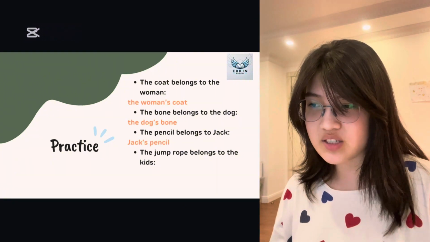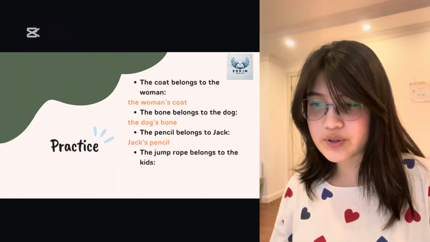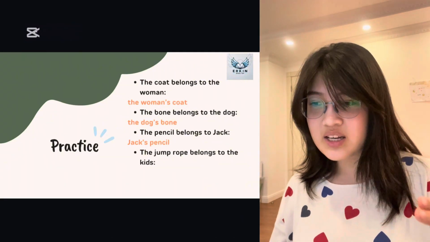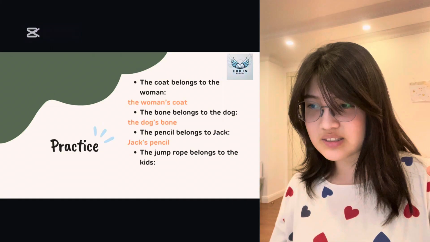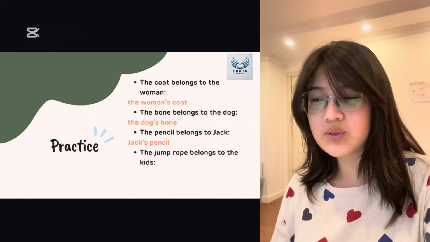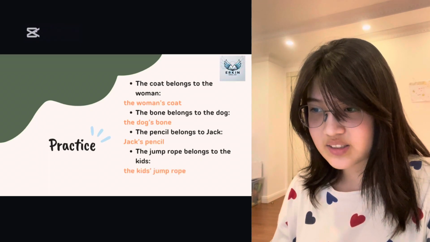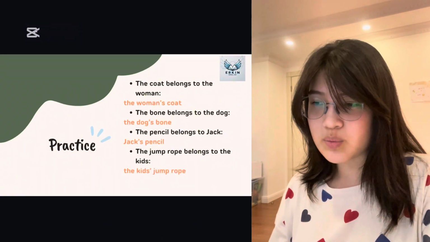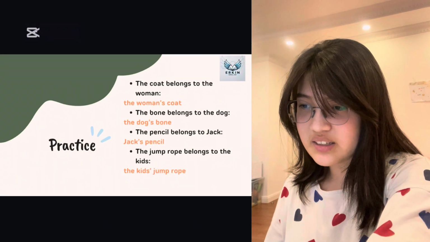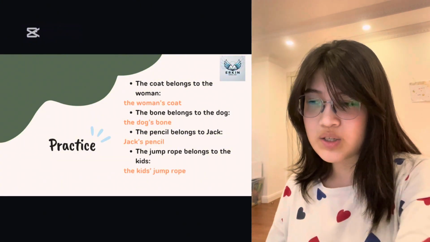Then the jump rope belongs to the kids. Kids is a plural noun, but it ends with an S, unlike the third rule where the plural nouns don't end with an S. We can use the second rule to correct this and say the kids' jump rope. It doesn't need an extra S because it already has one, so we only add an apostrophe.